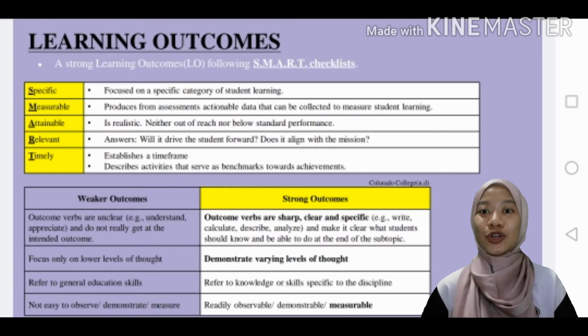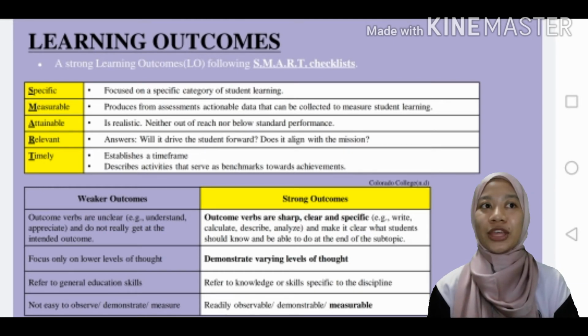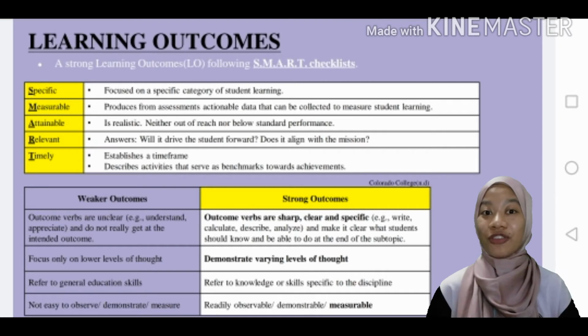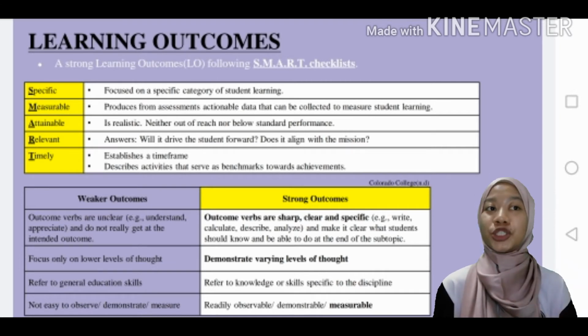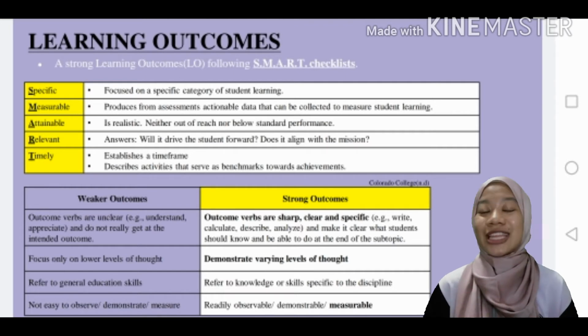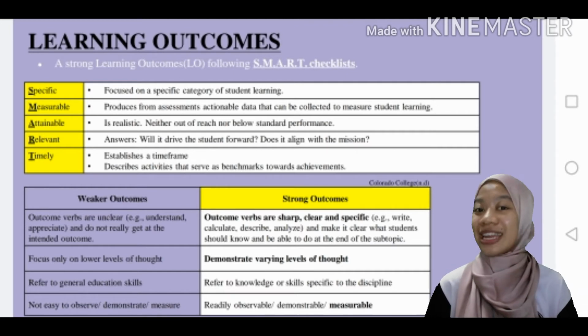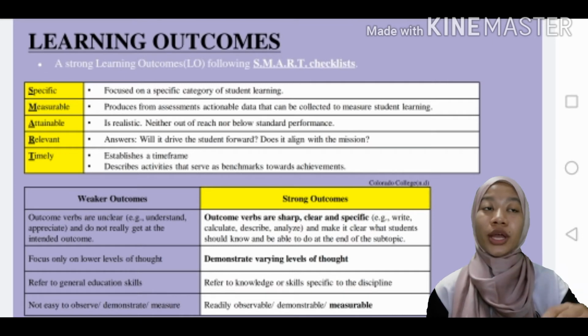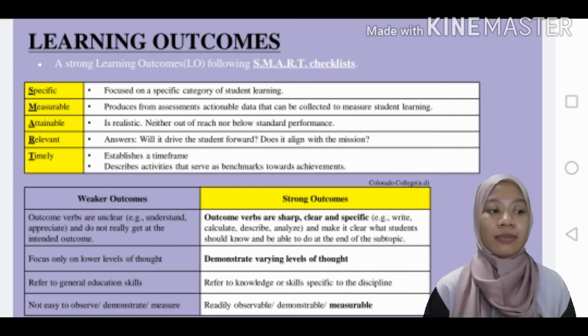Okay, in order to come up with a strong learning outcome, we need to follow the SMART checklist. So S stands for specific. Learning outcome focuses on a specific category of student learning. M is for measurable. The learning outcome produces actionable data from assessment that can be collected to measure student learning. Meaning, when the learning outcome is measurable, the teachers are able to know whether the students understand or not what they have taught in the classroom. So, next is attainable. Attainable is another word for achievable. Learning outcomes are able to accomplish or achieve something.